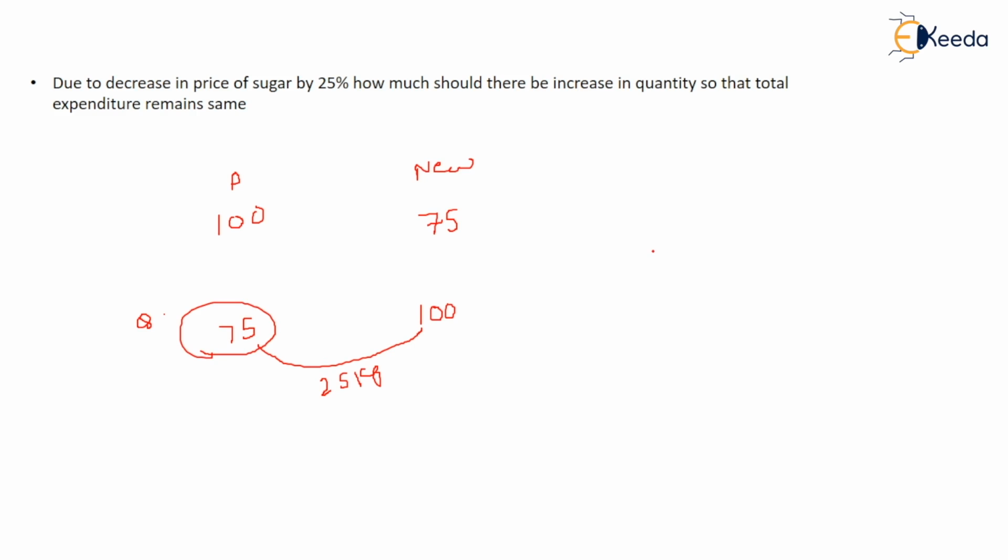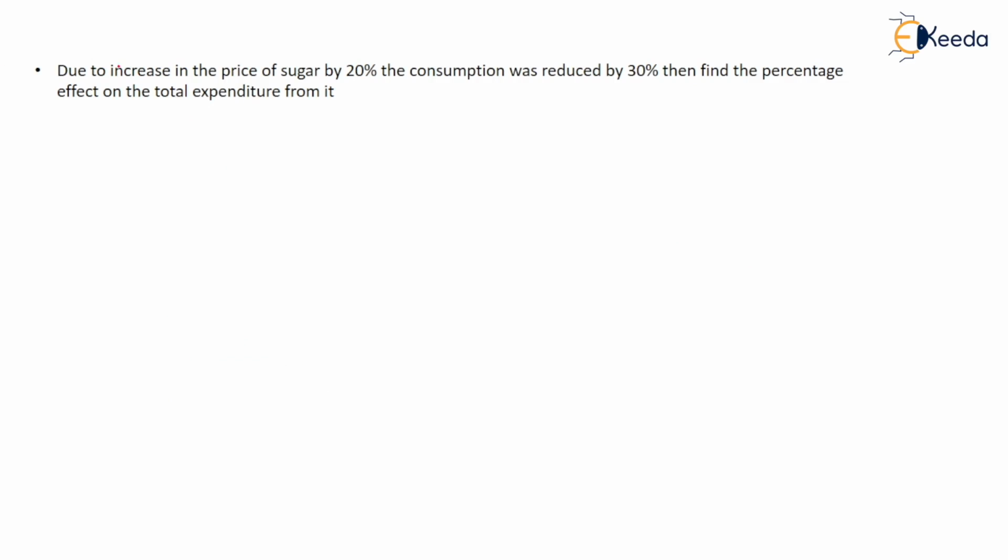And on what number was it increased? 75. So 75 by 25, when you do it, comes out to how much? 1 by 3. So 1 by 3 is how much percentage? 33.33. So they will increase their consumption by how much percent? 33.33.